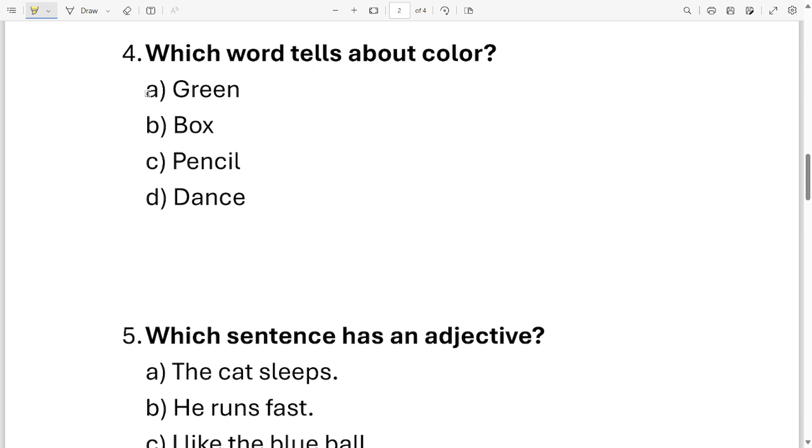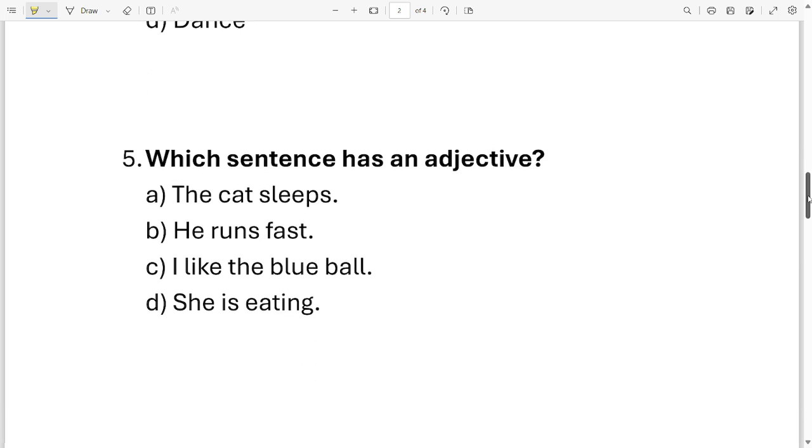Yes, you got it right. Is it option A, green? Because green is a color. Okay, let's move to the next question.